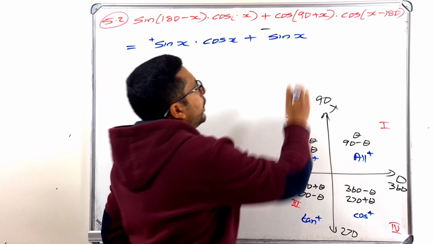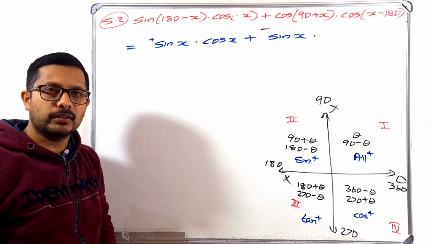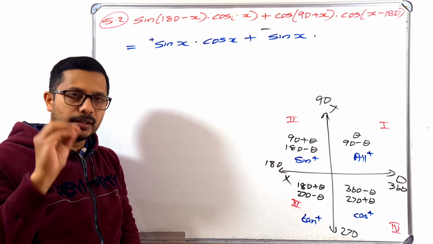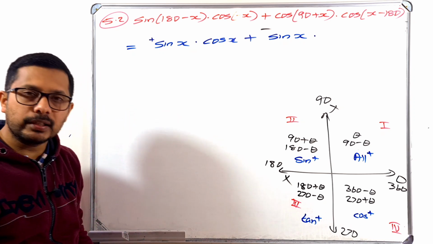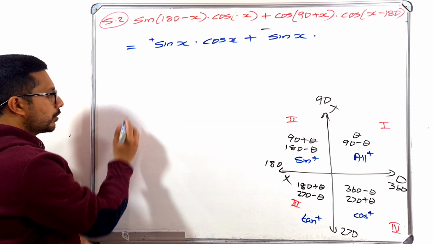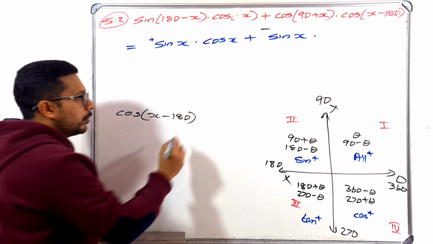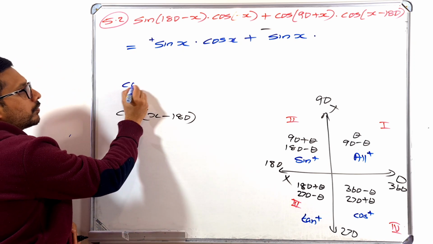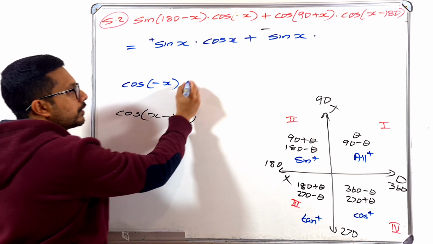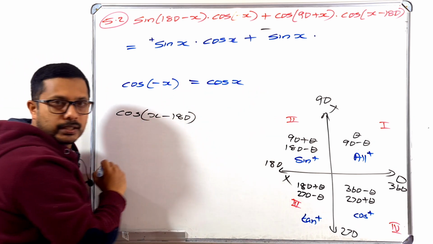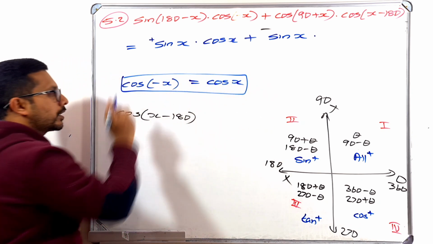Now the next one: cos of x minus 180. Now I will explain how to write that, but when you write your exam, you can write directly. There is no need to write all the steps. So cos of x minus 180. What I explained here: cos of minus x is the same as positive cos x. You remember I explained just now. Cos of minus x is positive cos x. Just leave it like that.